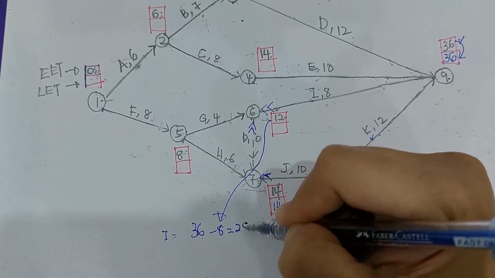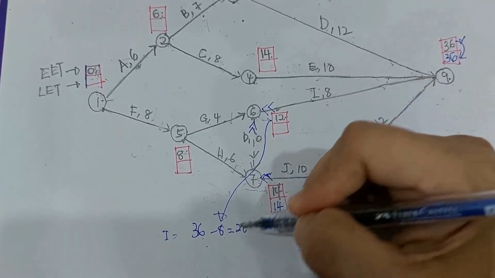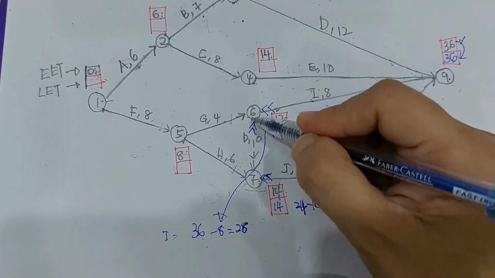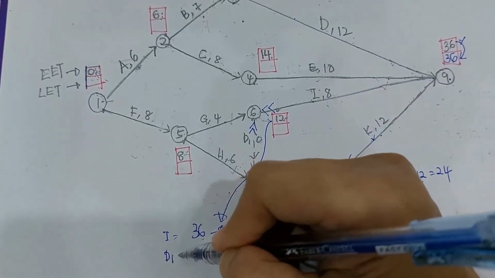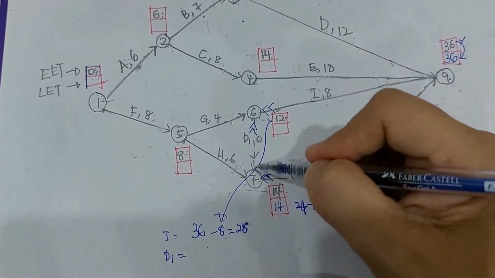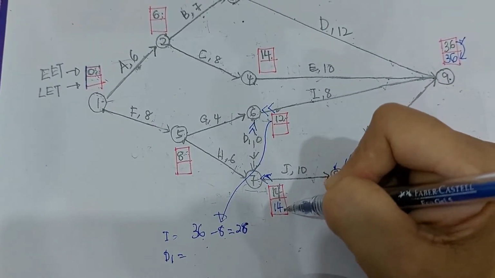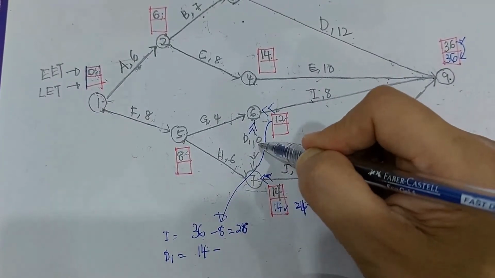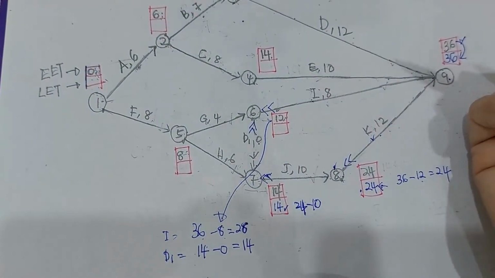Okay, 28. 36 minus 8, it is 28. Now, there is one more line going backward to event number 6, that is the dummy line. Okay, the dummy line, what is the previous LET? It comes from event number 7 here, so this is the previous LET, it was 14. Minus the duration for dummy is 0. So, the answer is 14.